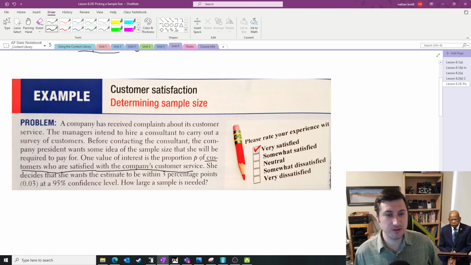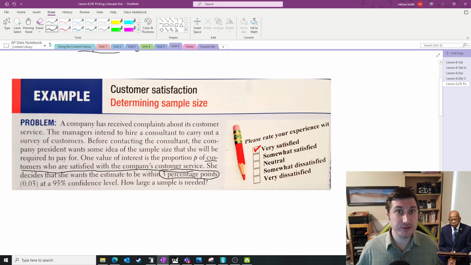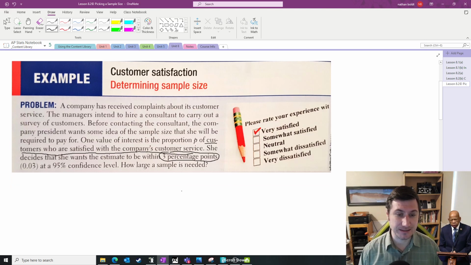She decides that she wants the estimate to be within 3 percentage points. All right, so there is our margin of error, plus or minus 3%. We want to be within 3 percentage points at a 95% confidence level. How large of a sample is needed?